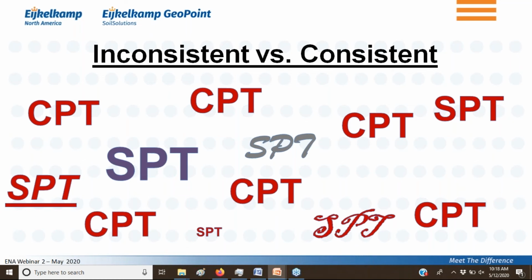The third one is a little bit more complex, and I have called it inconsistent versus consistent. What you see on the screen is 5 or 6 times the word CPT, all the same font, same size, same everything.